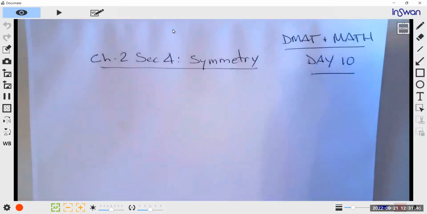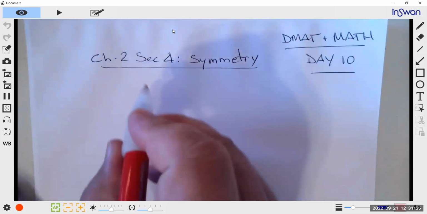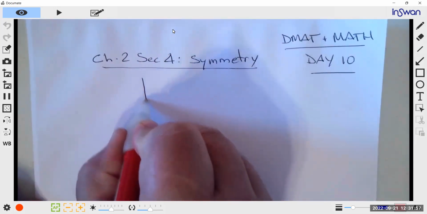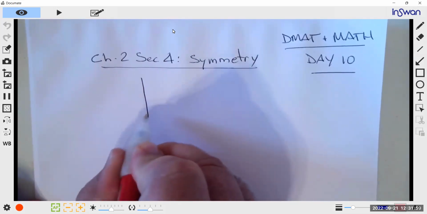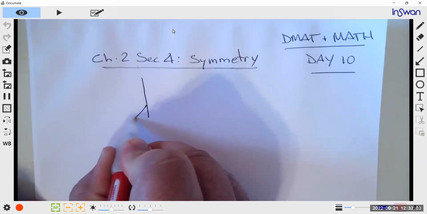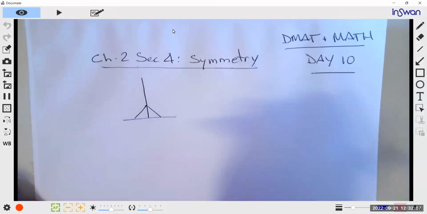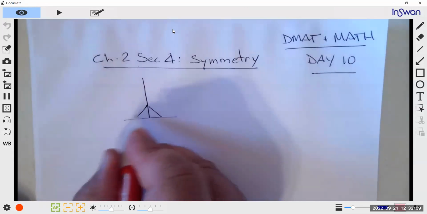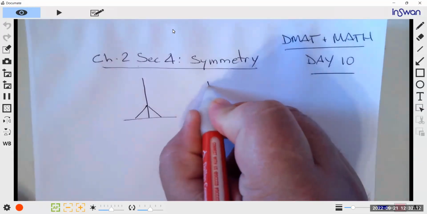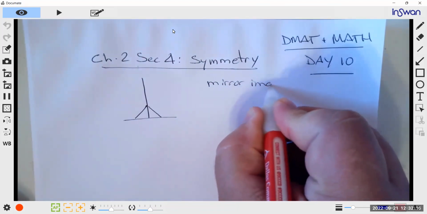We're looking at Chapter 2, Section 4 today. Section 4 deals with symmetry. What exactly is, when something is symmetric, what does that mean? For example, if we had a mirror, and if we drew a line this way, the symmetric, it'd be a mirror image. Symmetry is a mirror image.